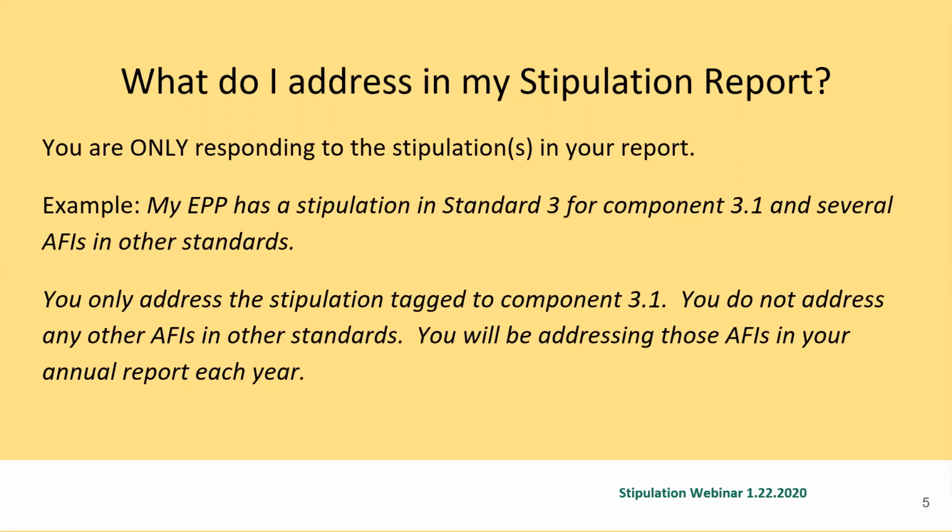You may have a stipulation also in standard 3 and the standard was met. So you'd have to address each of the stipulations that you have in any of the met standards. An example that I'm putting in here is that, let's say my EPP has a stipulation in standard 3 for component 3.1 and several AFIs in other standards. So you're only addressing the stipulation tagged to component 3.1 because that's where the stipulation is.